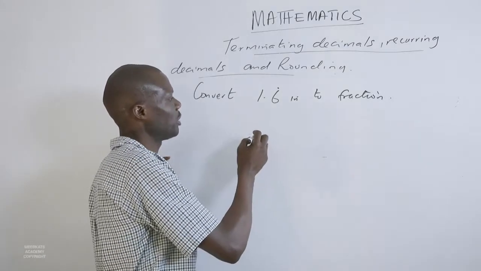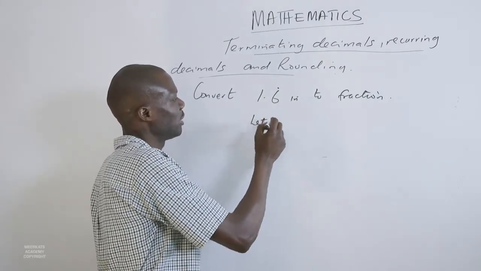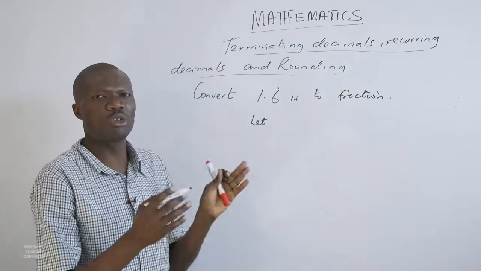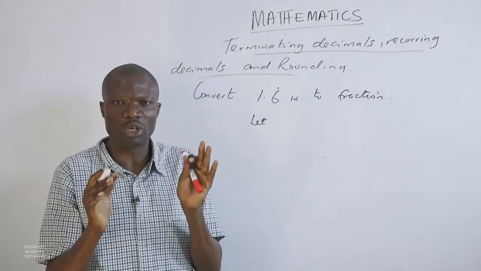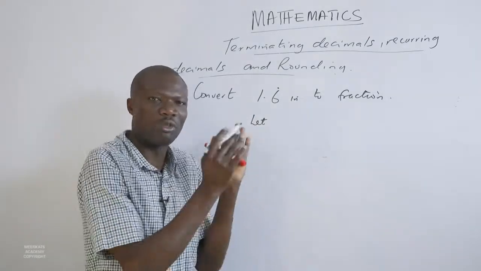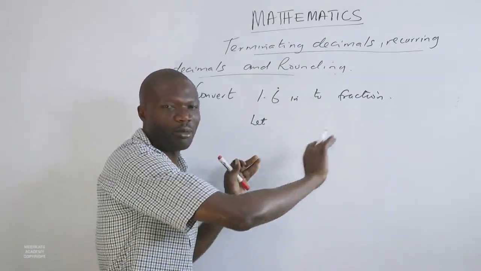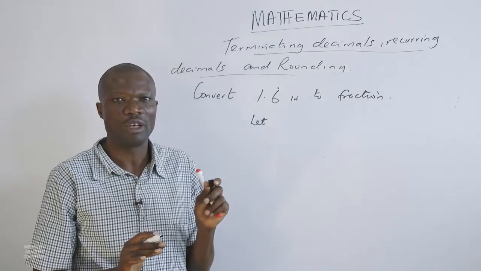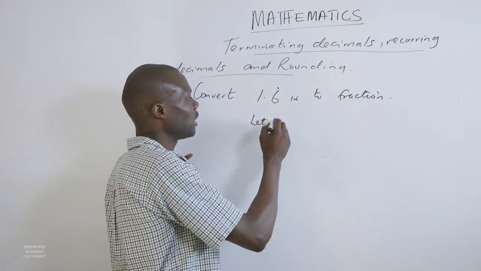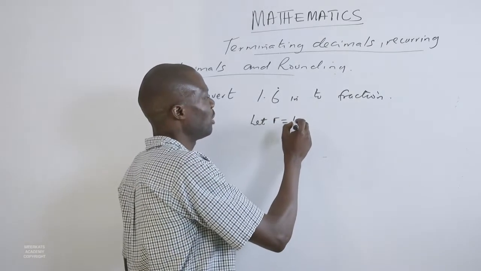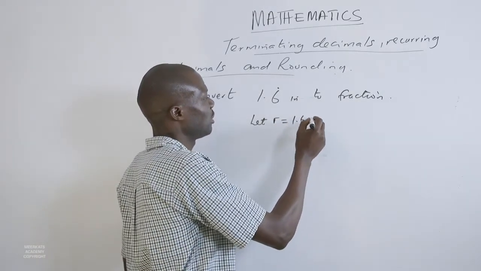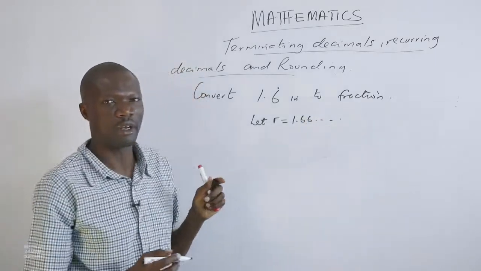So we choose to say, let, now we have 1 point. This time we don't separate the whole number, although it's one of the methods. You can choose to say, because a fraction will still have a whole number, let us keep aside the 1, and then we proceed. But also, we can simply go straight and say, let R be equal to 1.666 recurring.